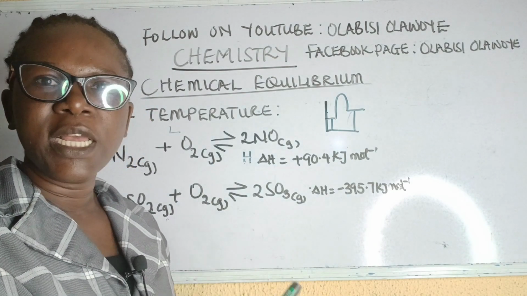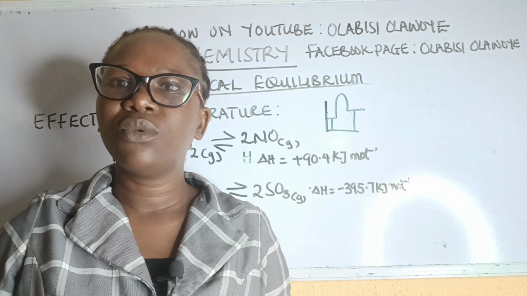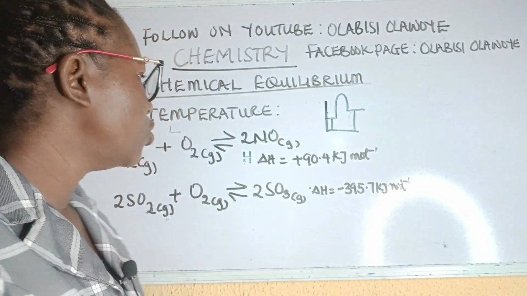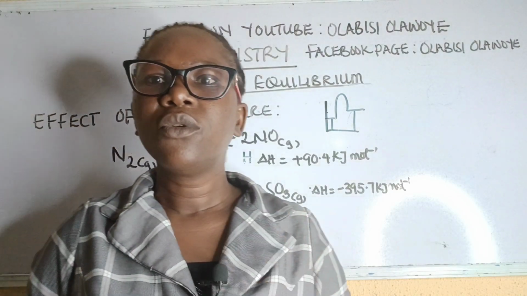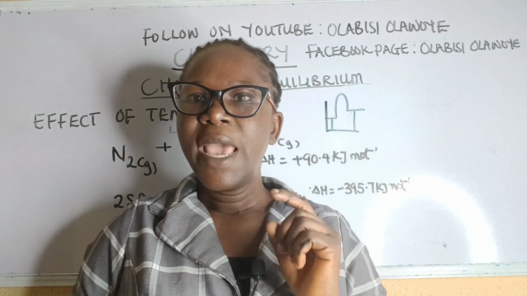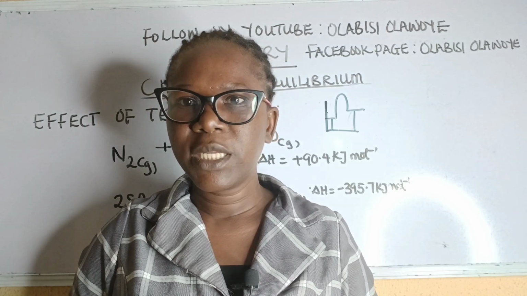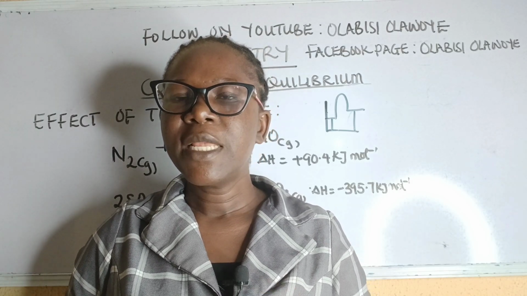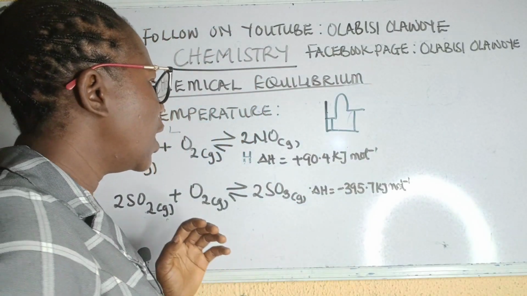So vice versa, if you decrease the temperature, according to Le Chatelier's principle, the reaction will adjust itself to increase the temperature, and then for high temperature, more reactants are formed. Now take note of this. Anytime more products are formed, it will affect what we call equilibrium constant. There's something we call equilibrium constant. Anytime more products are formed, there will be an increase in equilibrium constant.